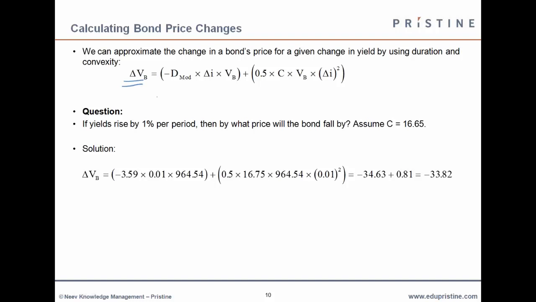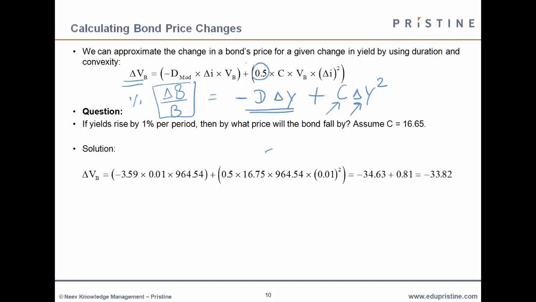So what's our new formula? My more accurate formula after this is that change in bond price divided by bond price, which is the percentage change in bond price, is equal to minus D delta y. This is the same as the old formula. I'll make a correction, plus C, the convexity, into delta y squared, and I multiply by 0.5 as well. So 0.5 C delta y squared. So that's the new formula.